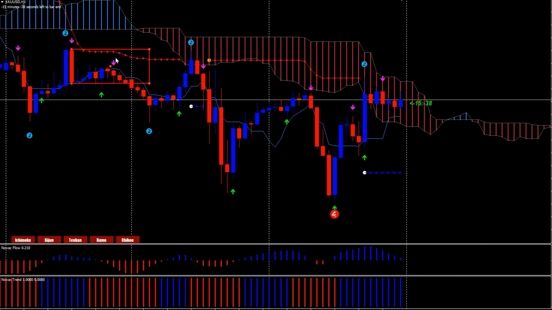And what do we see? Another arrow appears over here. Then it closes below the blue line. Novak flow is red and red. Then we do a sell.